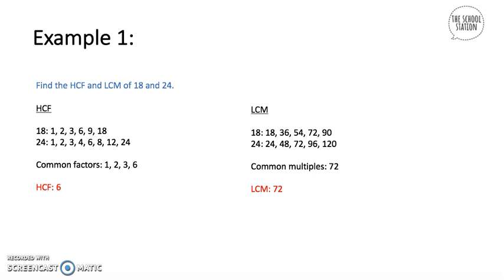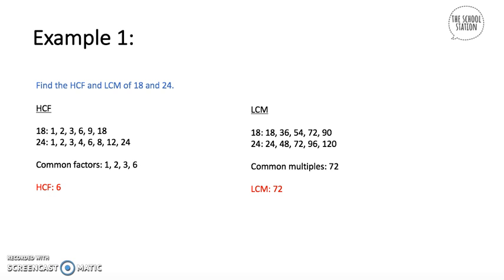So I start off with the HCF, and what I like to do is create a list. So I created the factors for 18, as you guys can see: 1, 2, 3, 6, 9, and 18. And then I create a list of the factors for 24. So over here it's 1, 2, 3, 4, 6, 8, 12, 24.